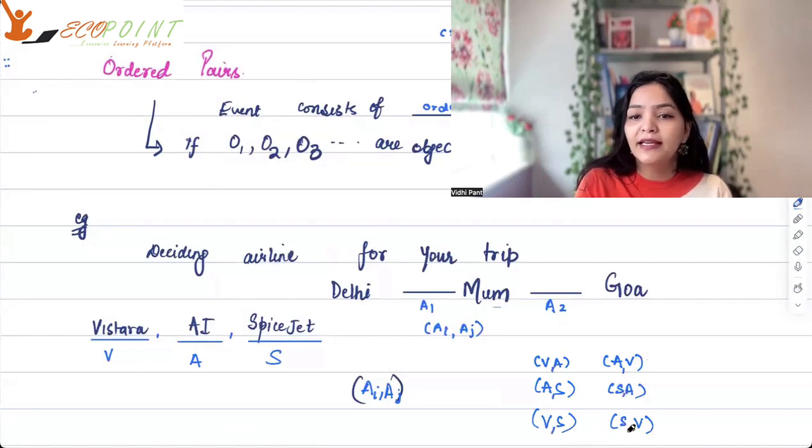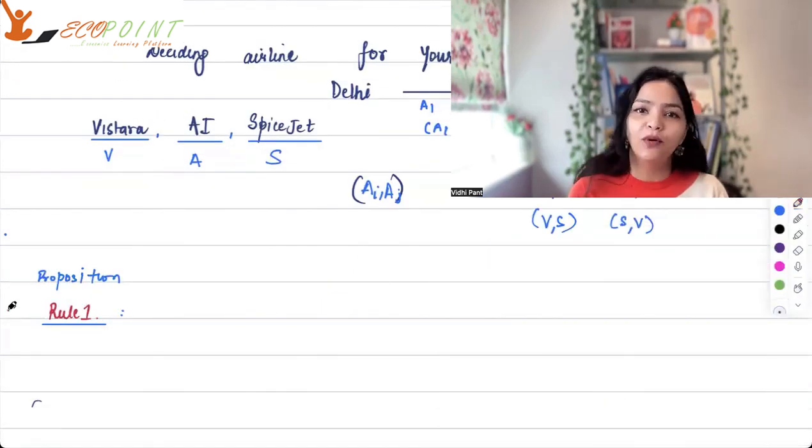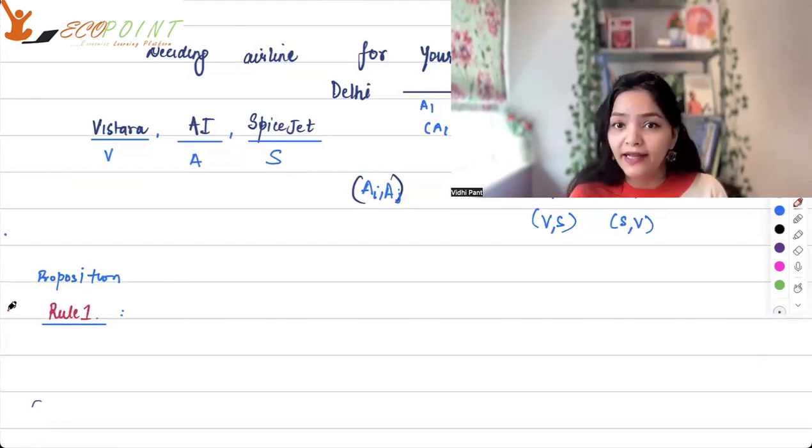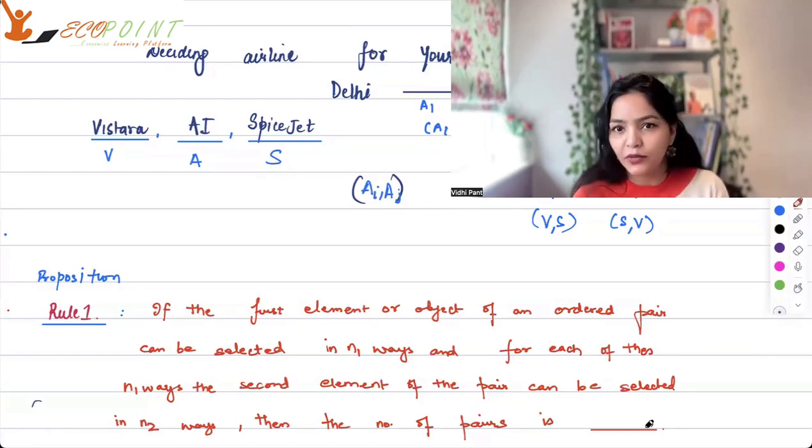So by calculating these ordered pairs, the number of possibilities will come out, that these are the number of possibilities that I have. These are the combinations of the airlines that I can choose from. Now this we call a proposition, something that we propose, or else a rule. So what is this rule of counting? The rule says that if the first element or object of an ordered pair can be selected in n1 ways.